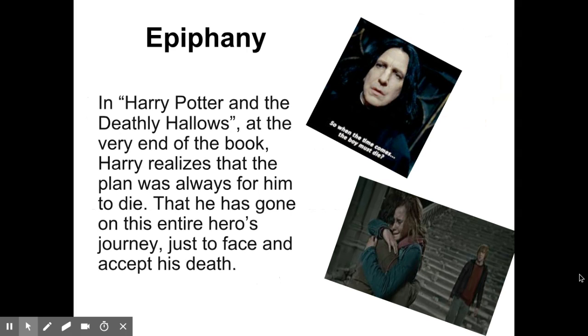So in Harry Potter and the Deathly Hallows, at the very end of the book, Harry realizes that the plan was always for him to die. That's his epiphany. He's done all of these things and he comes to this realization. And then after that, he takes an action. So if we look at that story as a whole, that is Harry's epiphany.